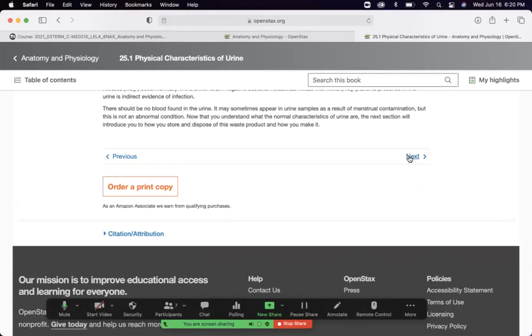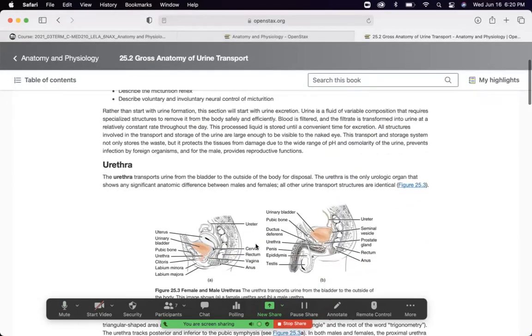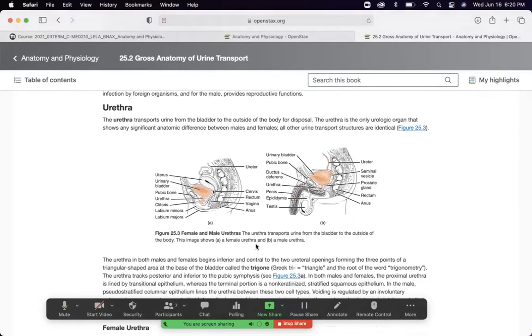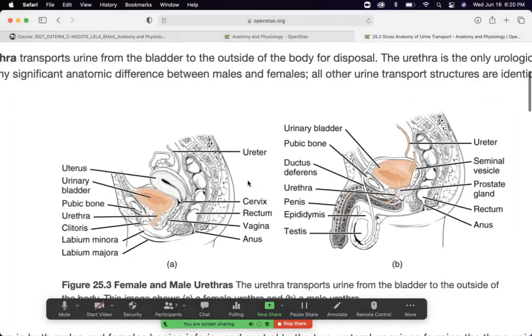So now we know what urine looks like. Now we know some generalized terms. Let us look at the anatomy.